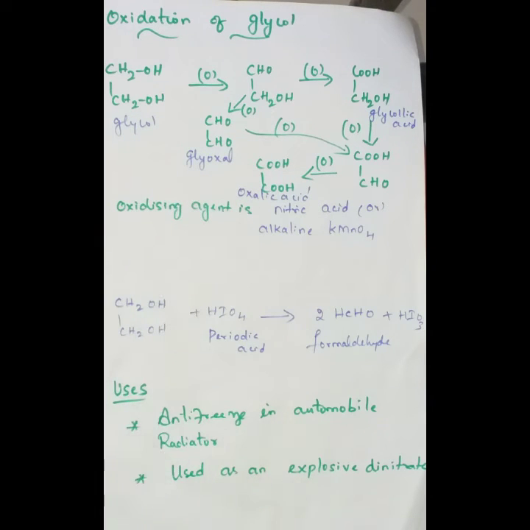Then one more is there. Using periodic acid, HIO4, glycol is oxidized to give 2 molecules of formaldehyde. Here the carbon-carbon cleavage is very important. In glycol, the carbon-carbon bond is completely broken by the reagent called periodic acid. Using this oxidizing agent, it forms 2 molecules of formaldehyde, and HIO4 changes into HIO3.